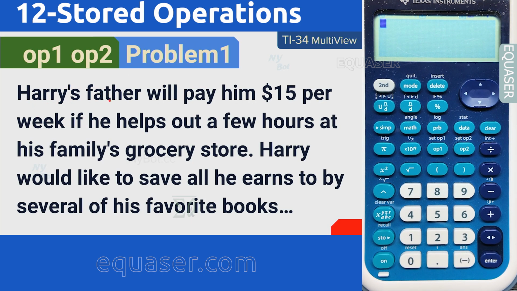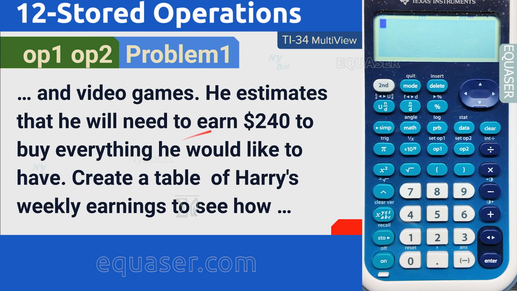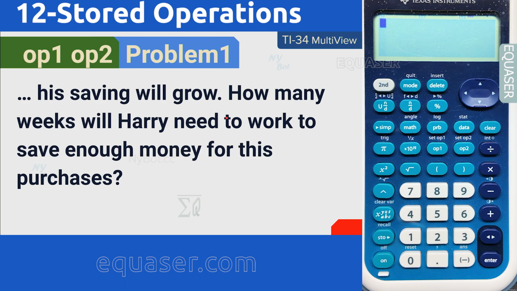It says Harry's father will pay him $15 per week if he helps out a few hours at his family's grocery store. Harry would like to save all he earns to buy several of his favorite books and video games. He estimates that he will need to earn $240 to buy everything he would like to have. Create a table of Harry's weekly earnings to see how his savings will grow.